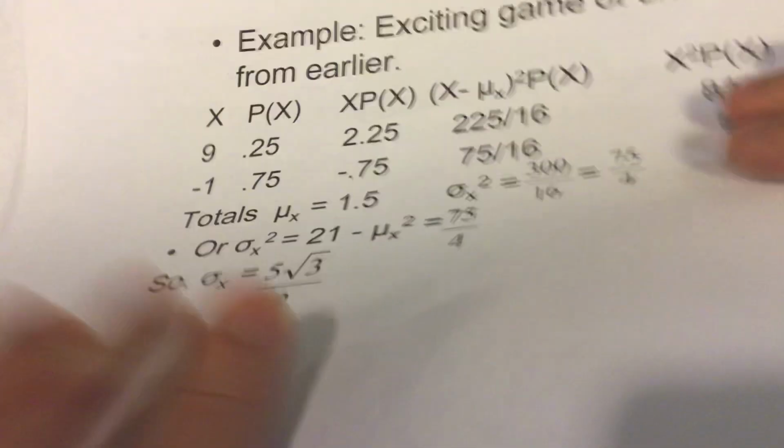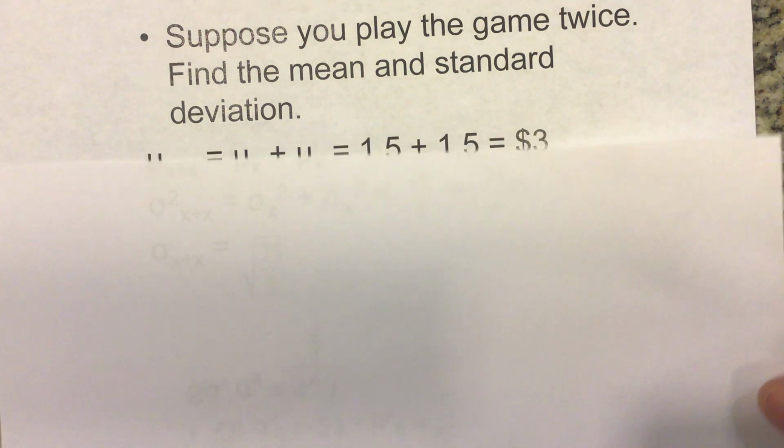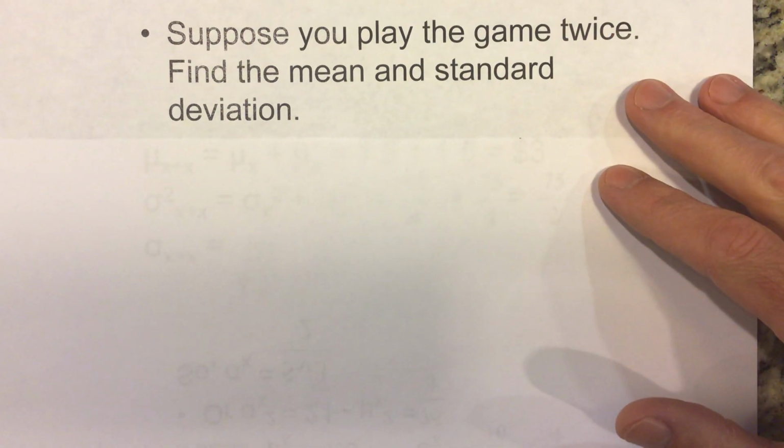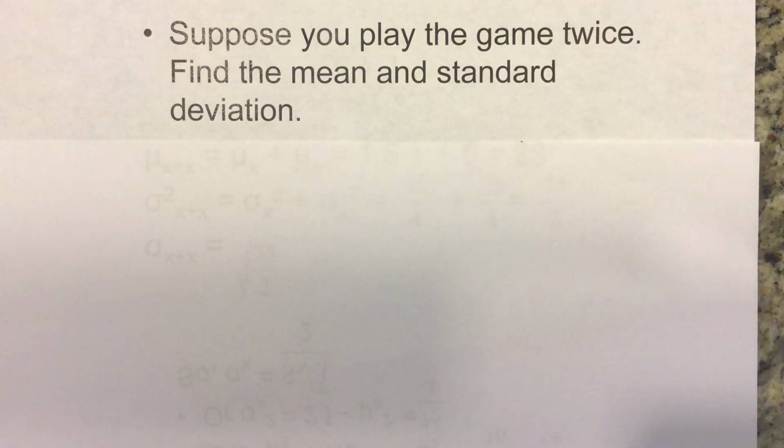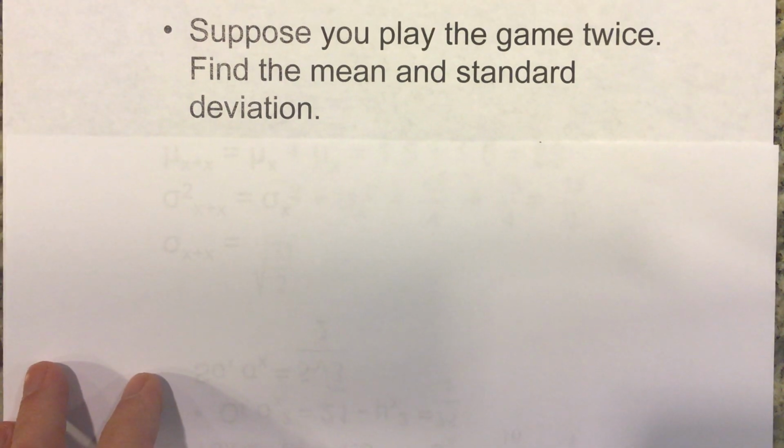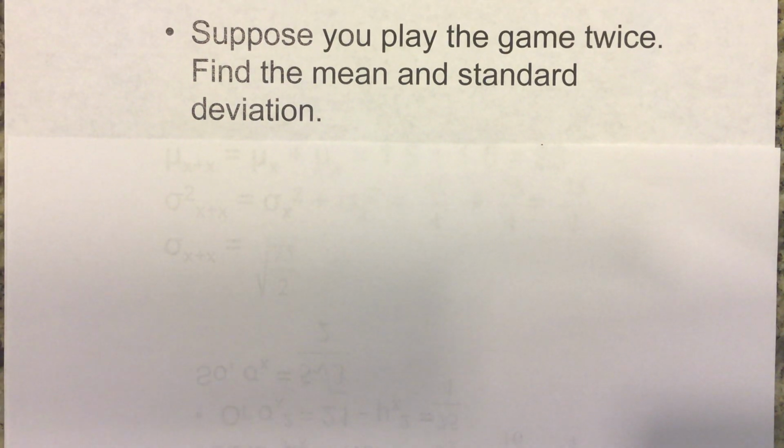All right, let's do one more problem. Again, going back to that exciting game of chance, let's say you're going to play the game exactly twice. Okay, so somebody plays the game 2 times. What would the mean of those 2 plays be? How much would they expect to win if they played the game twice? Not per play, but twice. Like, what's the total, the net for the 2 games?